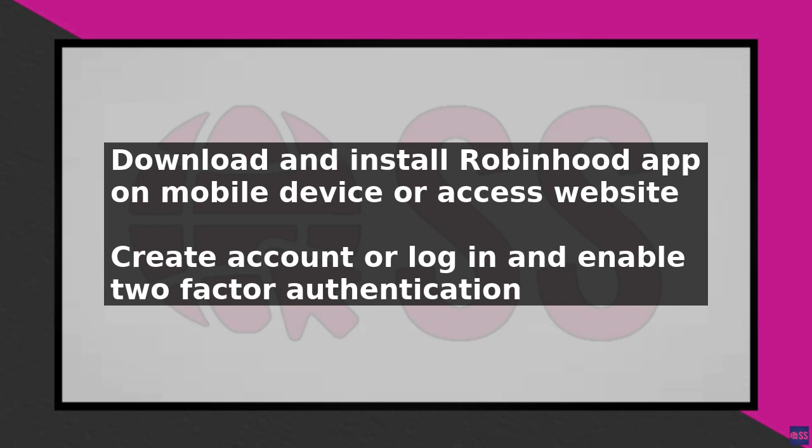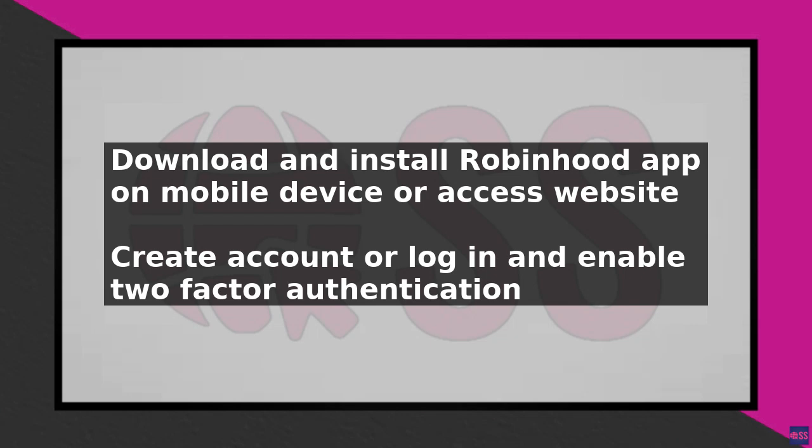First, you need to download and install the Robinhood app on your mobile device or access it through the website. Create an account or log in if you already have one. Ensure that you have enabled two-factor authentication to secure your account.